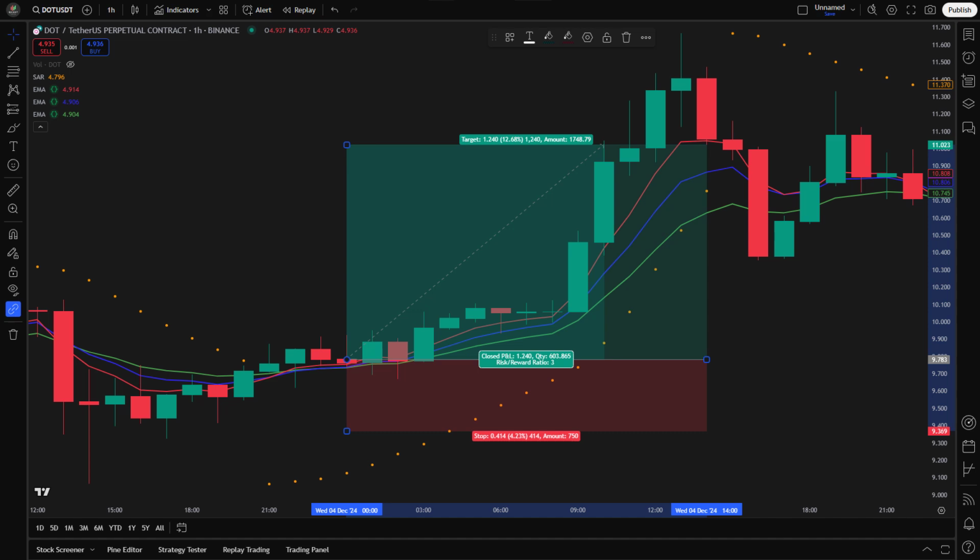To determine the stop-loss level, we identify the lowest swing low from the last 5 candles and set the stop-loss just a little below this level. For take profit, we use a 3-to-1 risk-reward ratio, meaning our target is 3 times the stop-loss distance. So you can see, this is a successful trade.